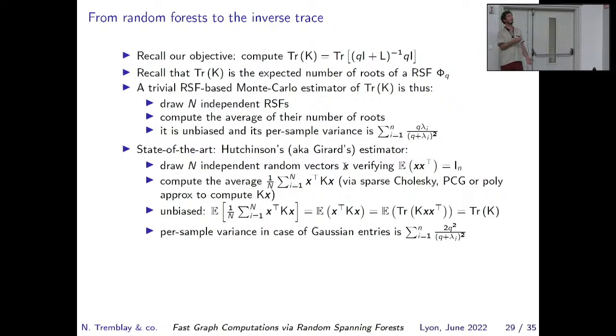Well, in this case, it's unbiased, because the expectation of the Monte Carlo estimator is the expectation of x transpose Kx, which, because x has a covariance of identity, is equal to the trace of K. So this is the concept of what we call Hutchinson's estimator, or Girard's as well. Both people wrote independently this estimator a few decades ago now. And we have access to a per sample variance in the case of Gaussian entries of this x here, which is equal to this. For now I'm just giving the equations.